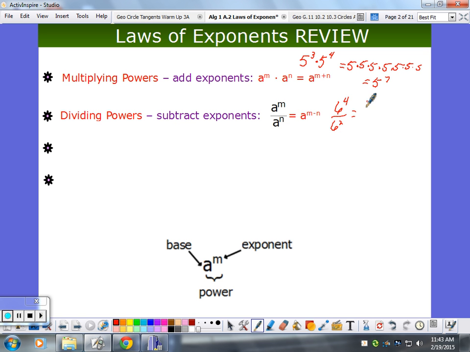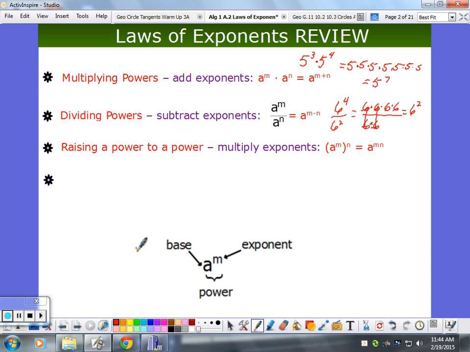Well, what is that? That's 4 factors of 6 over 2 factors of 6, right? And 6 over 6, that's 1. 6 over 6, that's 1. You're left with 2 factors of 6. 4 minus 2. So again, if you're just strictly memorizing, it doesn't always make a lot of sense. But if you know why we're doing it, maybe you can remember it better. That's what I do. Okay, so that's multiplying powers, dividing powers.